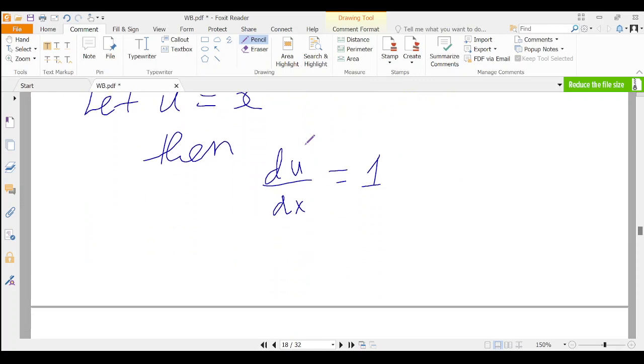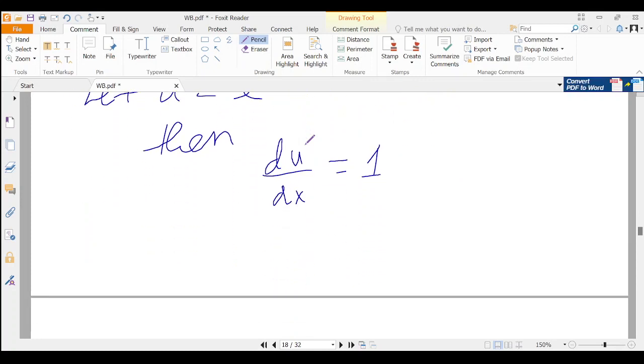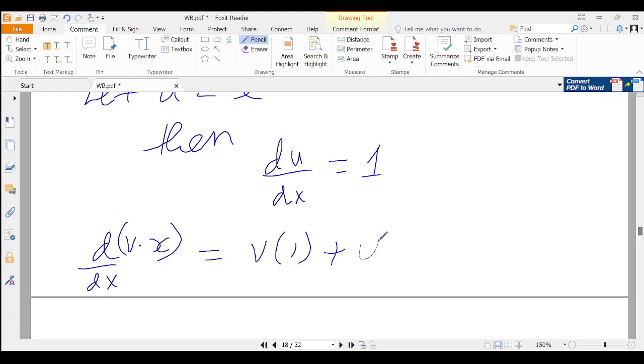So in this case, on substituting back, the derivative with respect to x of v times x is equal to v times 1 plus u, and u is equal to x again, then we have dv/dx.